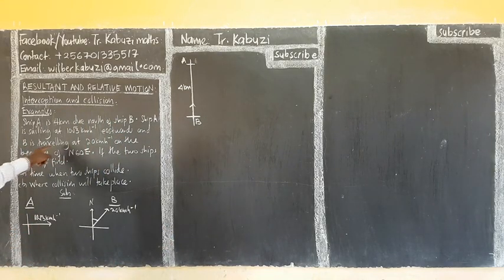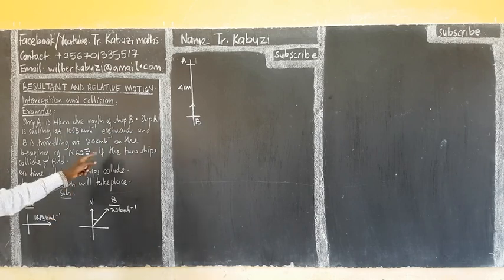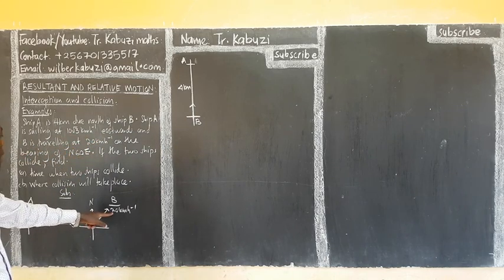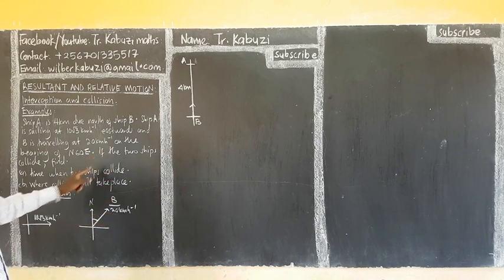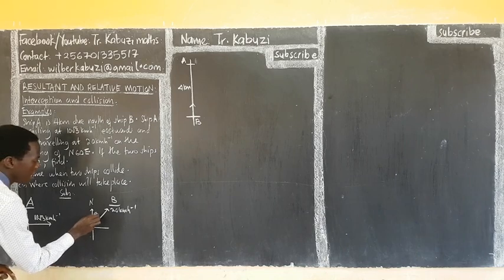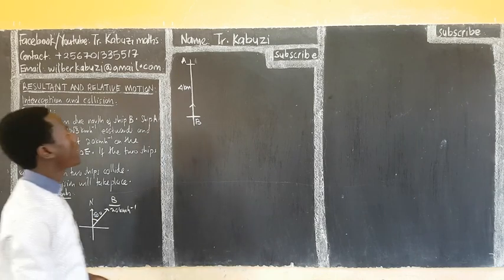Okay. Ship A is sailing at 10 root 3 kilometers per hour eastwards. I think you see eastwards. And B is traveling at 20 kilometers per hour on a bearing of 60 degrees. From the north, we measure 60 degrees towards the east. If the two ships collide, find the time when the two ships will collide.